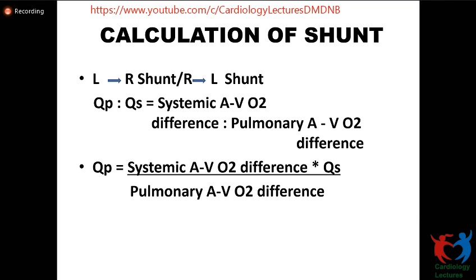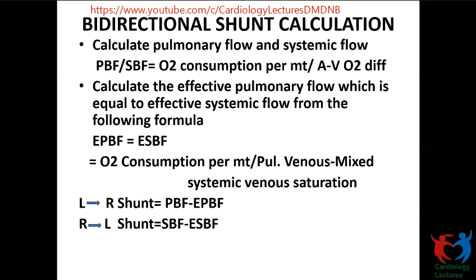QP can be calculated from systemic arteriovenous oxygen difference multiplied by QS divided by pulmonary arteriovenous oxygen difference. By calculating this, you can find out the ratio of the QP. And once you know the QS, systemic flow, the QP can be calculated. We'll do that as we proceed with the analysis. Bidirectional shunt calculation, this also should be very clear to you. Calculate the pulmonary flow and the systemic flow.